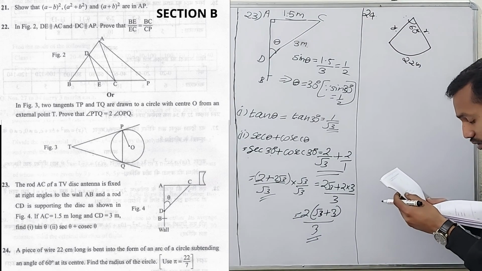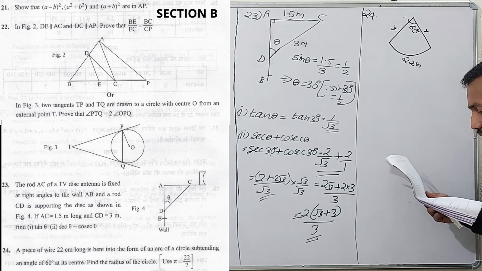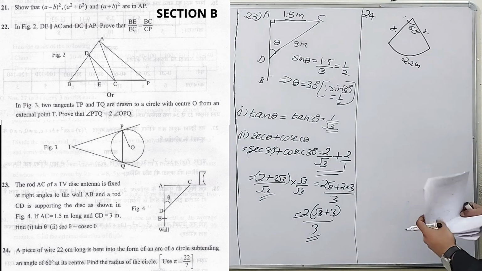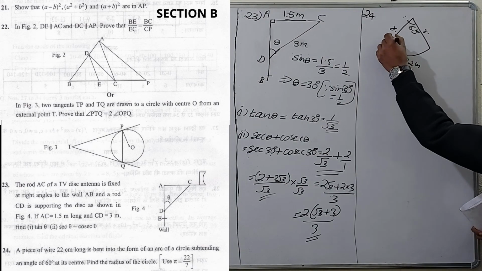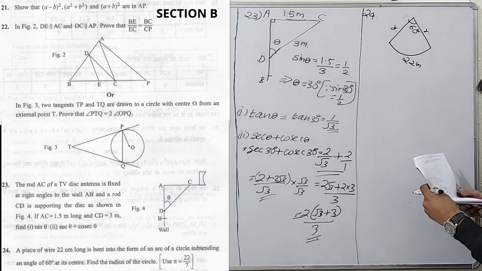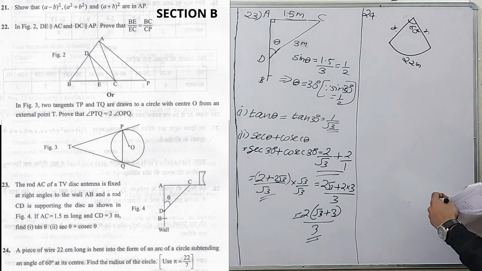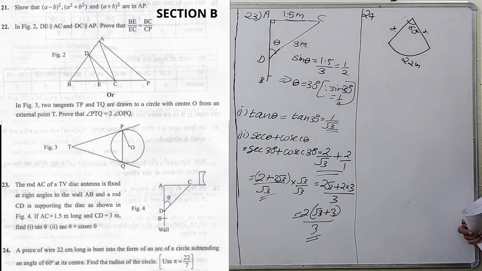Yes, radius, not arc, radius of the circle. This wire is bent into the form of a circle. An arc of a circle, not a circle. So we have to find the radius of the circle.